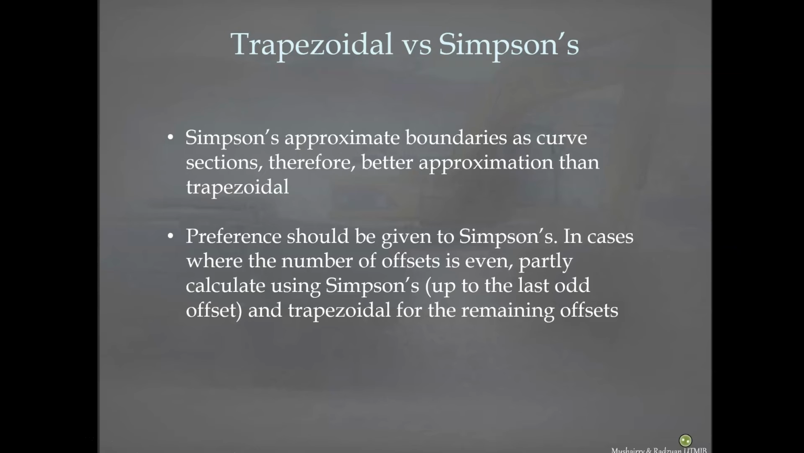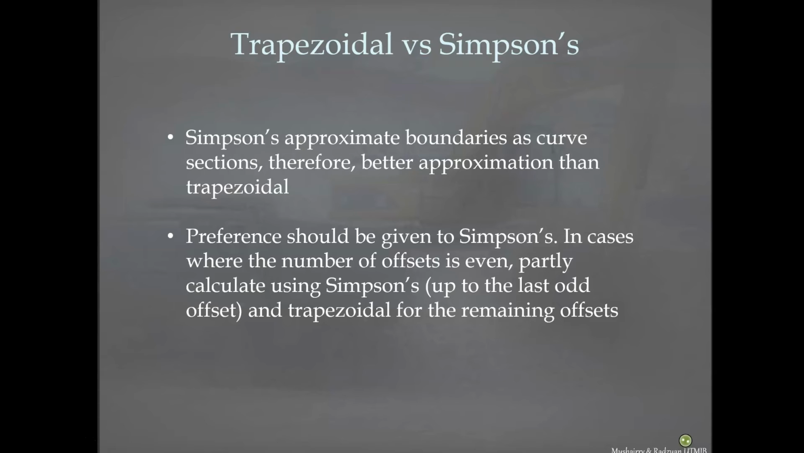Now, so we've got Simpson, we've got Trapezoidal Rule. So when it comes to choosing, Simpson is a better approximation because it takes into account the boundaries being curved rather than a straight line. So we should give preference to Simpson, but in order for Simpson to work in one go, you should have an odd number of offsets.